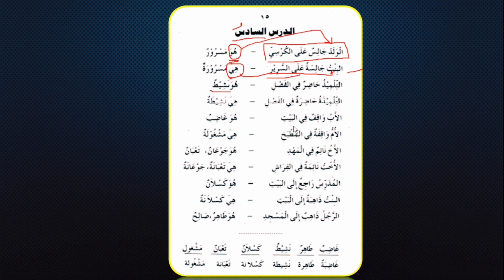Al-abu waqifun fil baiti. The father is standing in the house. Huwa ghazibun. He is angry. Al-ummu waqifatun fil matbakhi. The mother is standing in the kitchen. Hiya mashgulatun. She is busy. So here we can see waqifun muzakkar and waqifatun muannas.